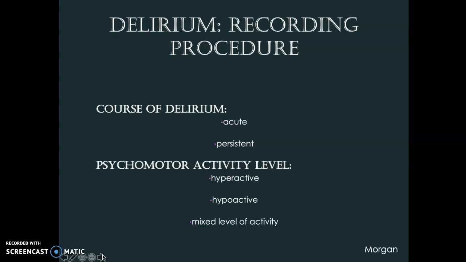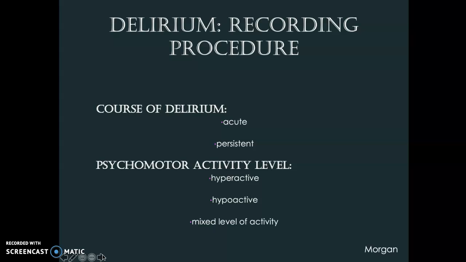The recording procedure of delirium: it would be the name of delirium, which we just went over a couple: substance intoxication, substance withdrawal, or medication induced. It begins with a specific substance that's presumed to be causing the delirium. Then it would be followed by the course, which I just went over, acute or persistent, and then followed by the level of psychomotor activity.